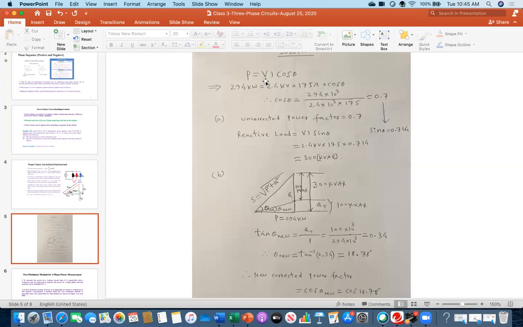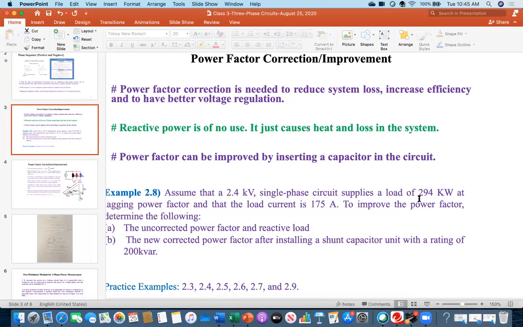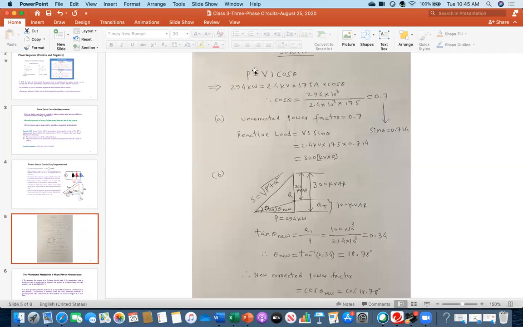So first I wrote the single phase equation, and there 294 was my power value. You see, this value was here, the 294 kilowatt. Look at the problem. And remember, this is the voltage and this is the current value. So I substituted in that equation 294 kilowatt, 2.4 kV, the I value was 175, cosine theta. I am interested in finding cos theta. That is the power factor. So everybody see, if I have done correctly, then 0.7.